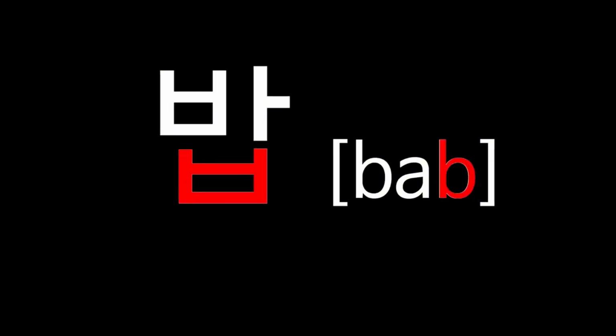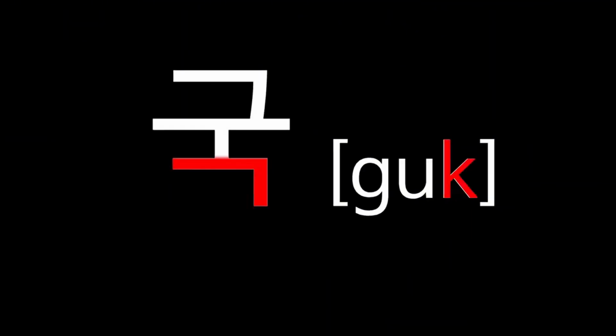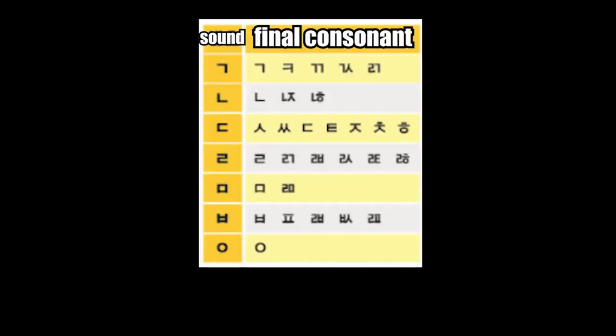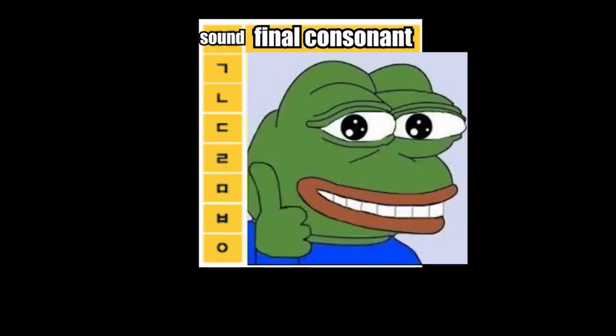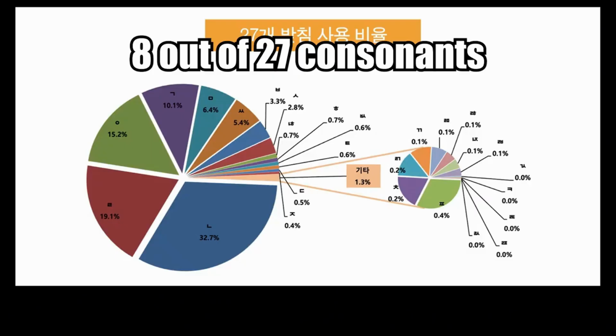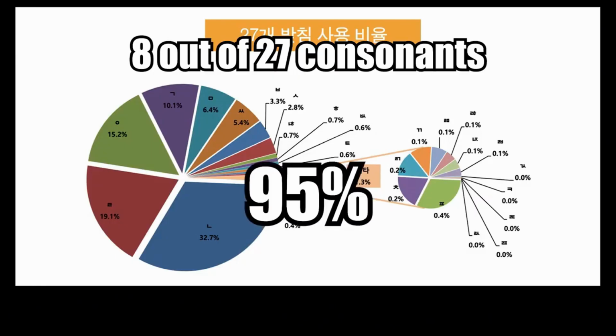Up, uk, ut. A total of 27 letters are used as the final consonant, but in Korean only 7 are pronounced as the final consonant. In the early stages of studying Hangul, learn the 7 letters that are often used first. 8 out of 27 final consonants are used 95% or more.